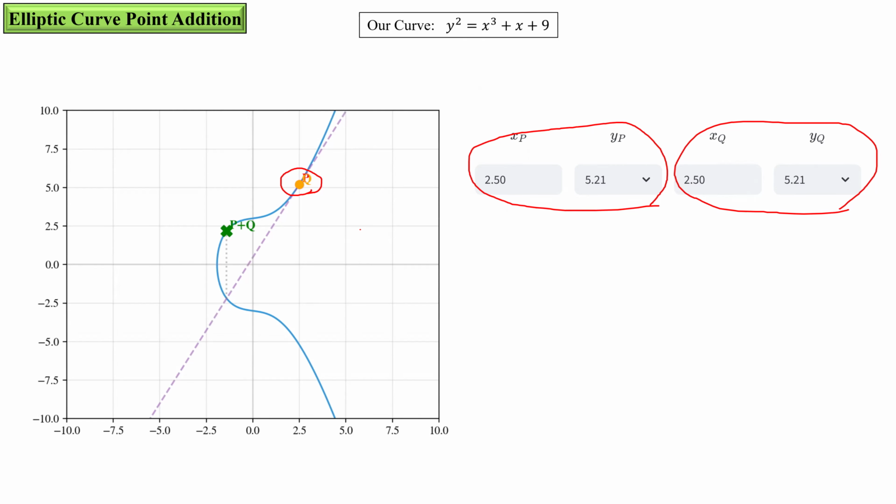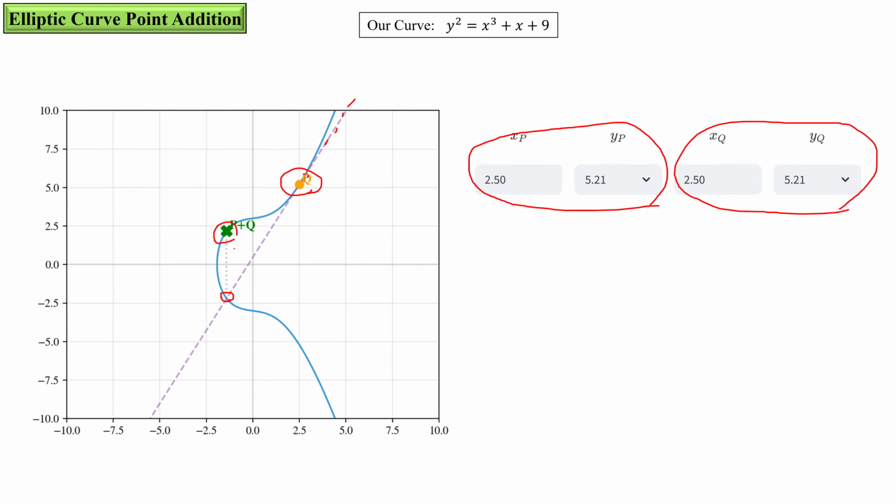So the rule says that first you need to draw a tangent line to the curve at point P. So now this dotted purple line is the tangent line that passes through point P or Q. Both of them are the same. And then again, at the intersection between the line and the curve, you need to reflect the intersection over the x-axis, and then you find the P plus Q, the addition of 2 points.